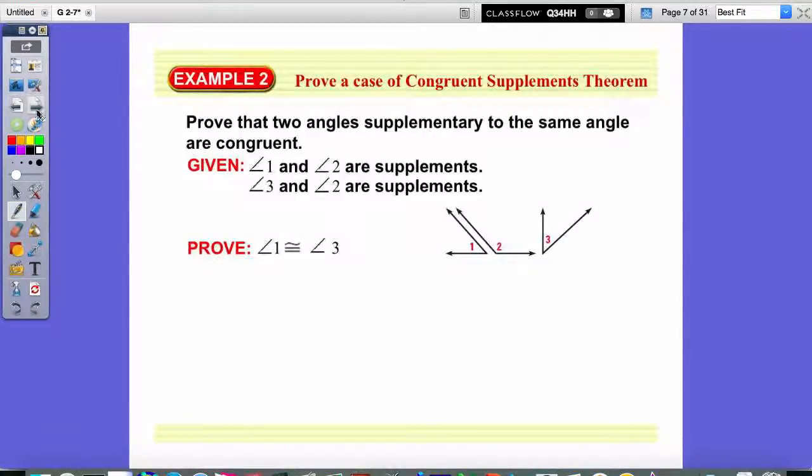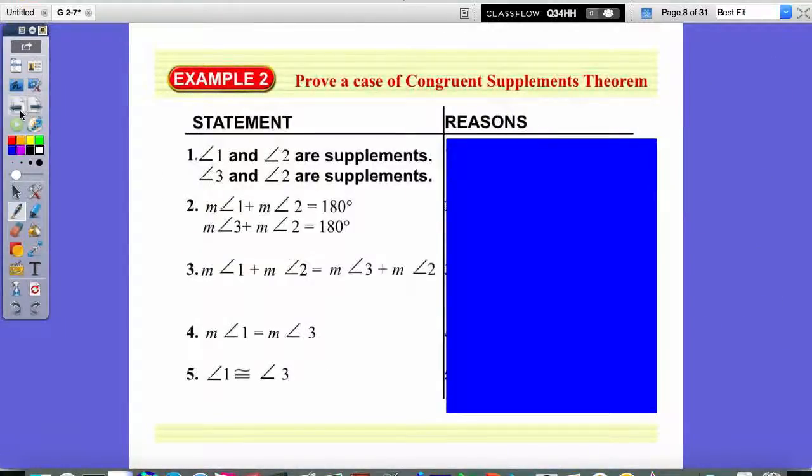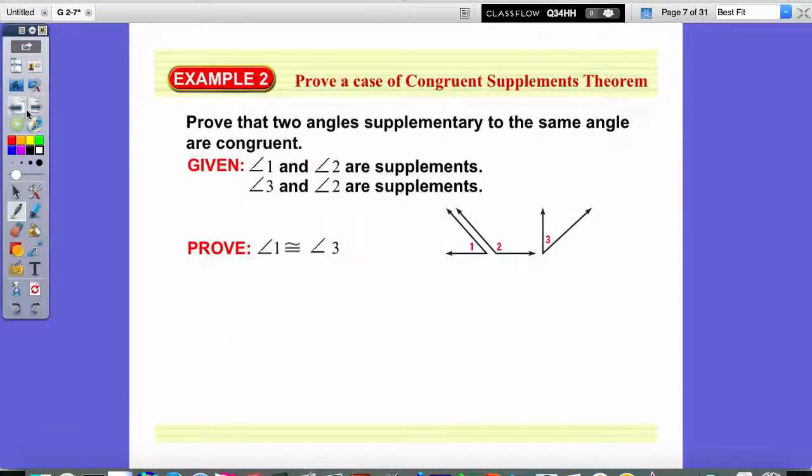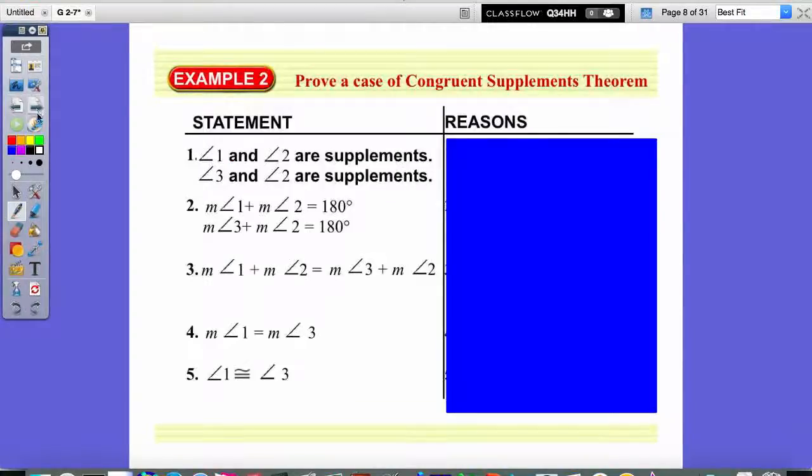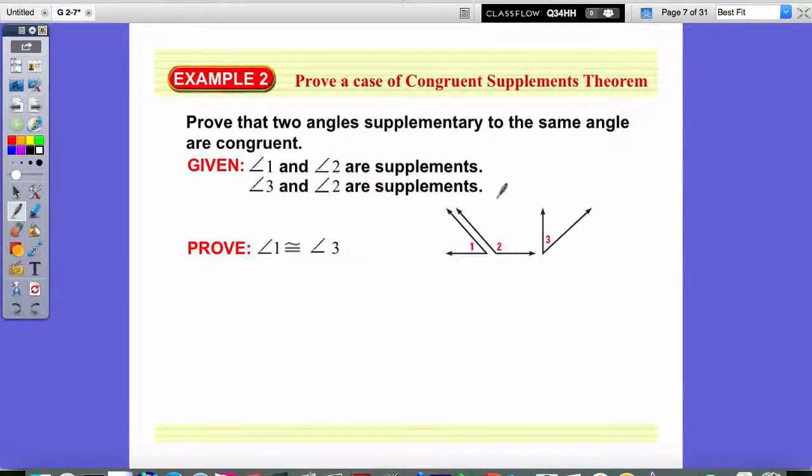So we're going to walk through a proof of this. Obviously, if you want to, at any time during the video, you can stop, freeze it, and see if you could fill in these reasons as extra proof practice. So in this proof, angle 1 and 2 are supplements, and angle 3 and 2 are supplements. That's what we're given.